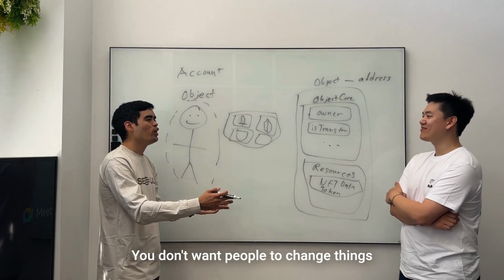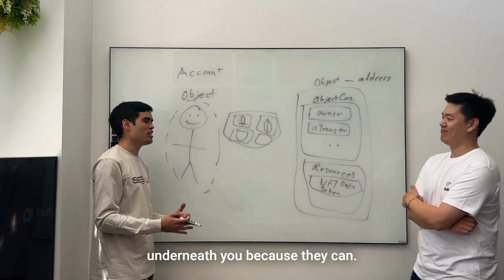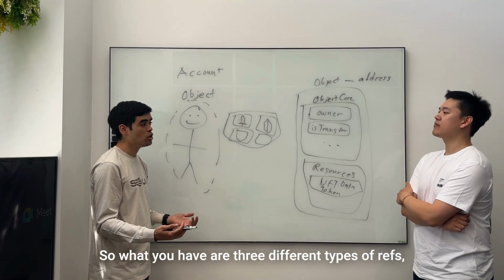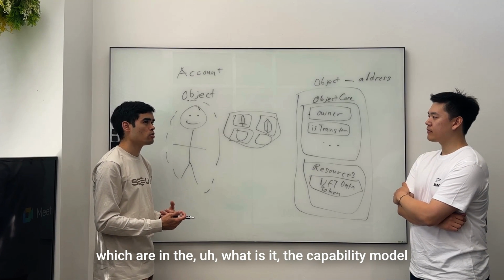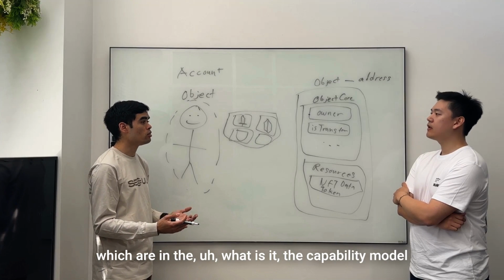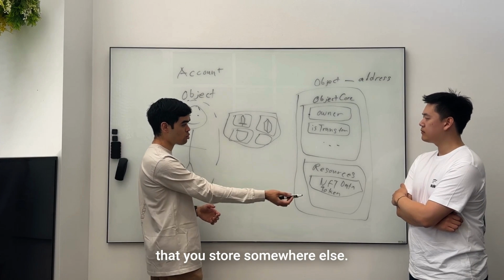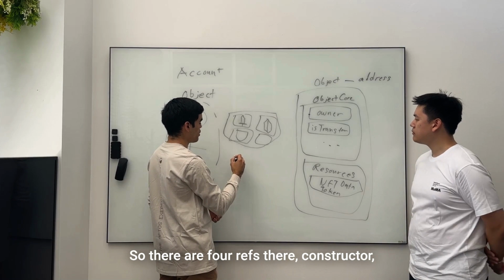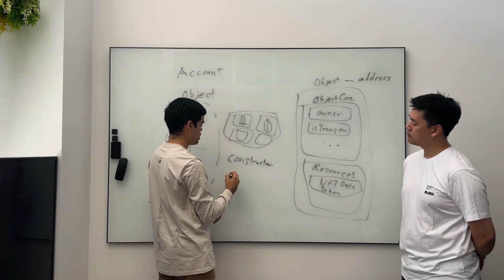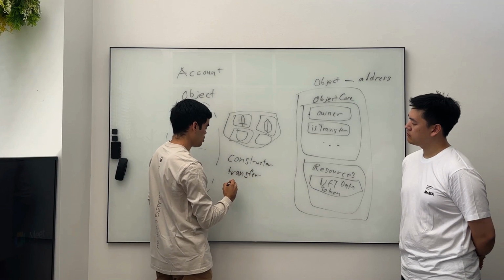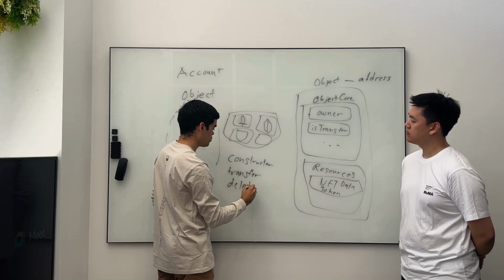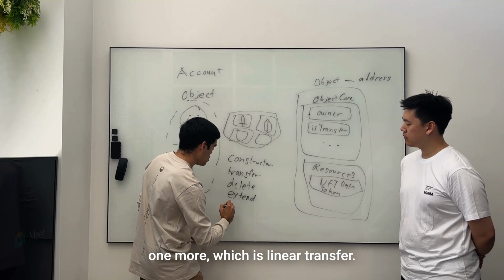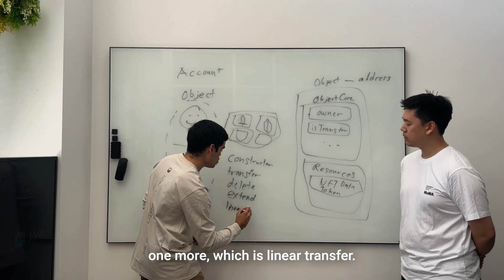You don't want people to change things underneath you because they can. So what you have are 3 different types of refs, which are in the capability model. Basically you have a resource that you can store somewhere else that allows you to do things. So there are 4 refs: constructor, transfer, delete, extend, and actually there's technically one more, which is linear transfer.